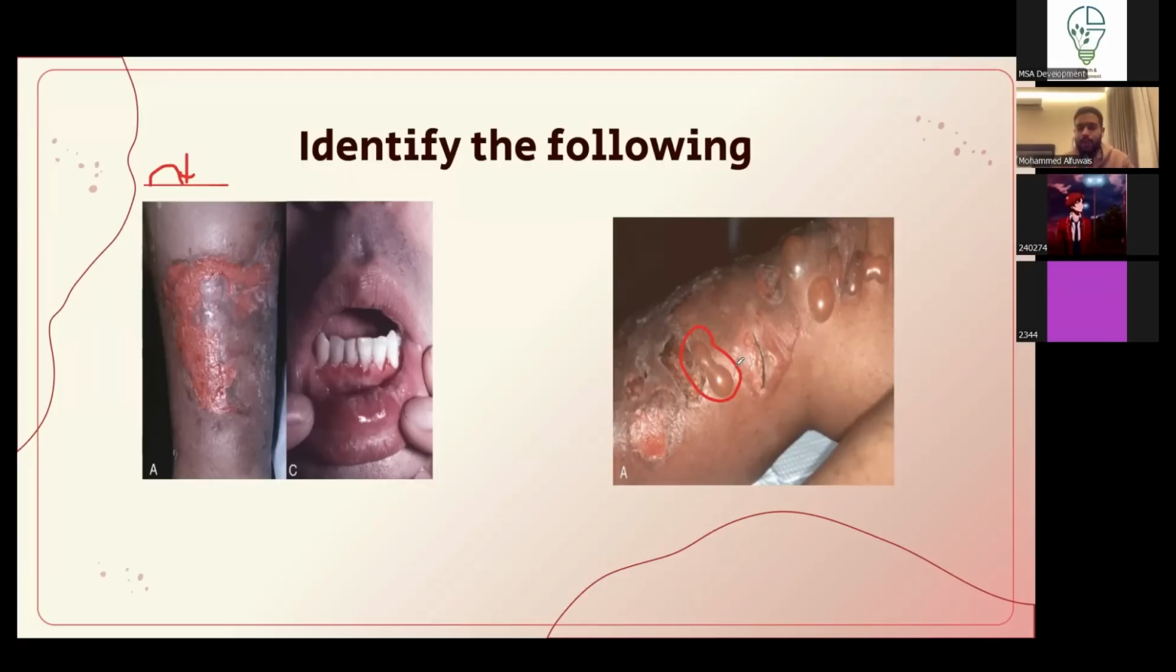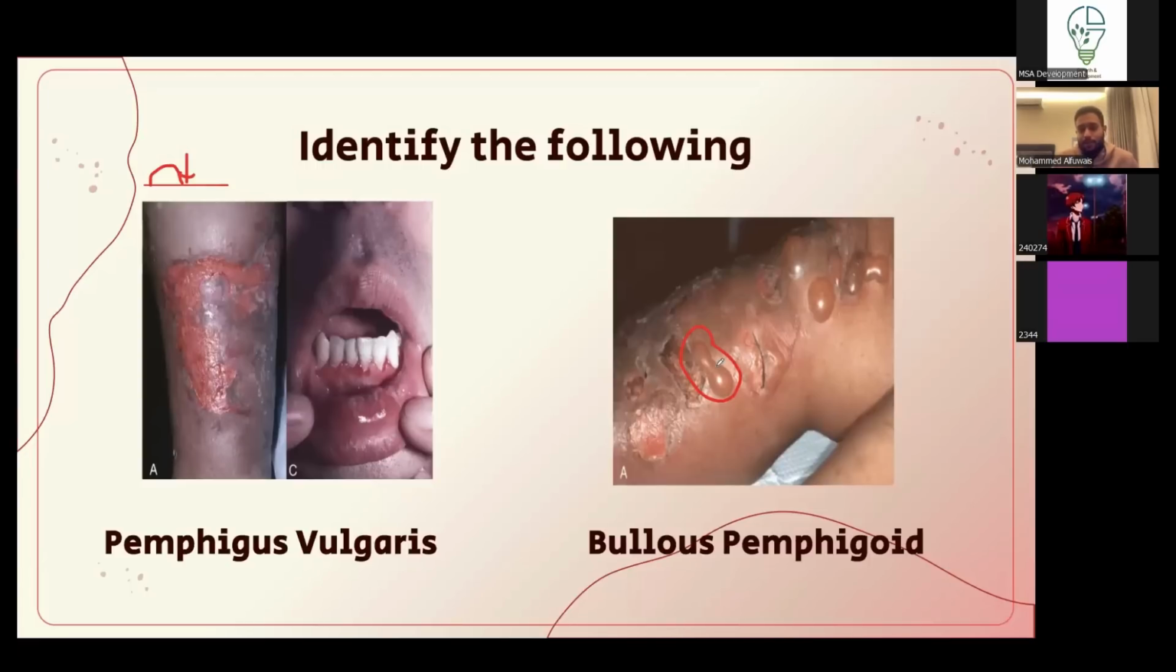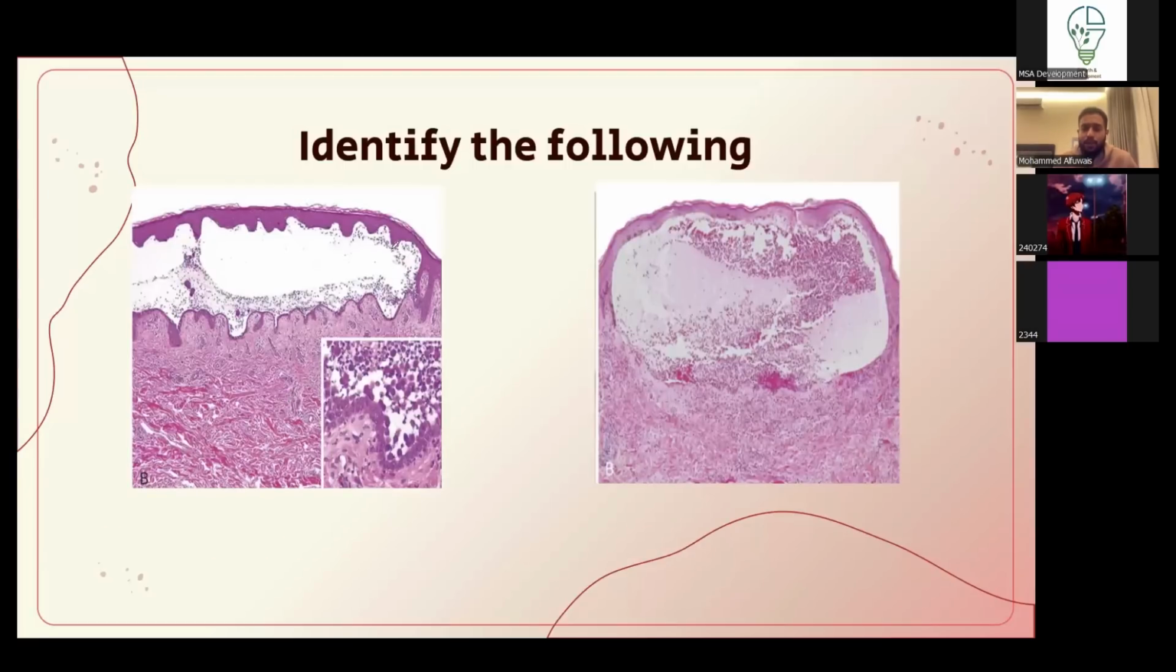Now, will Nikolsky sign be positive or negative? Negative. This is important. Now, if you check for immunofluorescence, this IgG will bind to what? Hemidesmosomes, not D1 and D3, in this patient with bullous pemphigoid. Specifically, it's hemidesmosomes and BPAG2. D1 and D3 are in pemphigus vulgaris. Now you take a sample of this pathology.